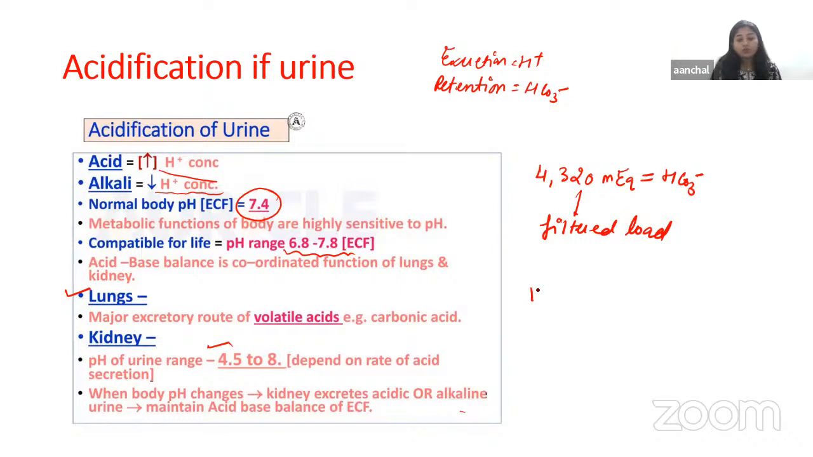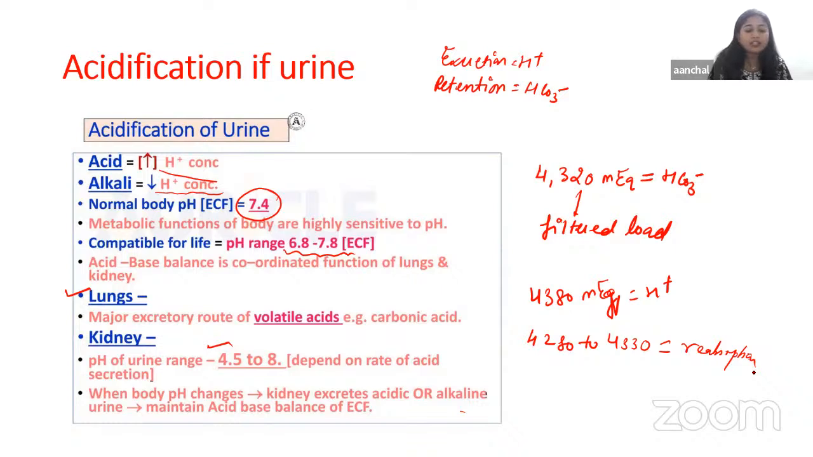About 4380 milliequivalents of hydrogen ion appear every day in the renal tubule by means of filtration and secretion. Not all the hydrogen ion is excreted in urine. Out of 4380, about 4280 to 4330 of hydrogen is utilized by the reabsorption, and only the remaining 50 to 100 milliequivalents is excreted. So this results in acidification of urine.